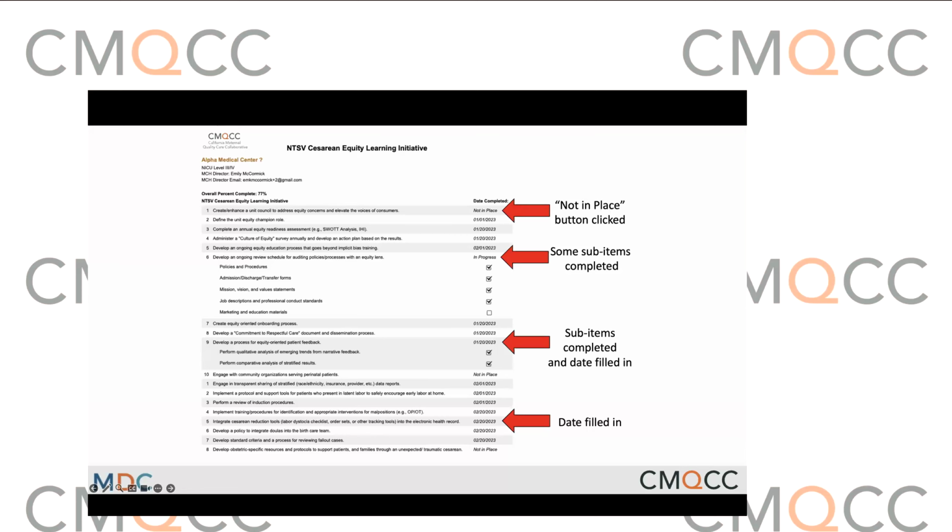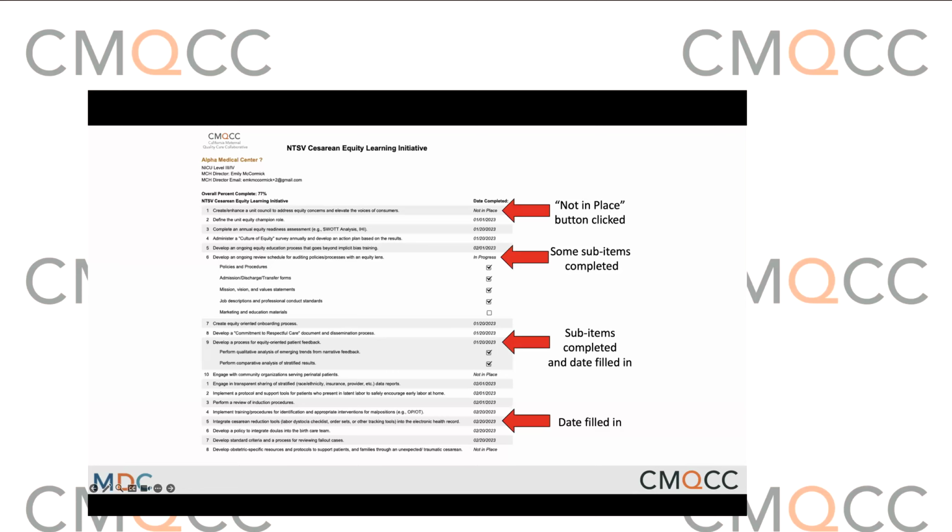project. If you've clicked not in place, you can see under the column where it says date completed, it clearly says not in place. If you click some of the sub-bullets, so earlier I said that some of the structure measures have sub-bullets, so they have pieces beneath them that need to be completed. And so this way, if you've worked on your policies and procedures, but you haven't reviewed any of your marketing and education materials, you go ahead and click off policies and procedures. You don't click marketing and education materials, and it shows that structure measure is in progress. So some of your sub-items are completed, but not all of them.